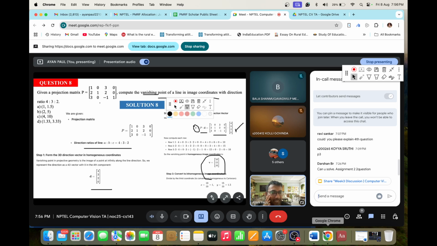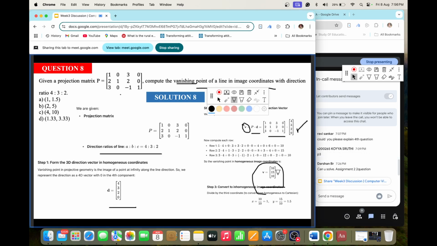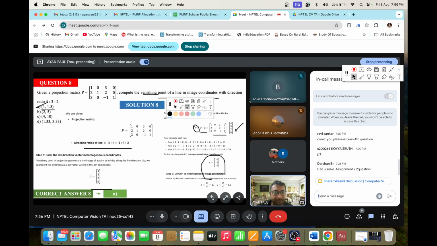And you can just divide it by the scale. Okay, so the scale is 10, so you can divide it and you get the actual image point, rather I can say the vanishing point in inhomogeneous coordinates, because here the options have been given in inhomogeneous coordinates. So that is 1.5. So option A is the answer. So it is clear, right, to everyone? Any doubt regarding this? Especially how we have written this point with the direction cosine 4, 3, 2. Clear, right? Yeah, nice.